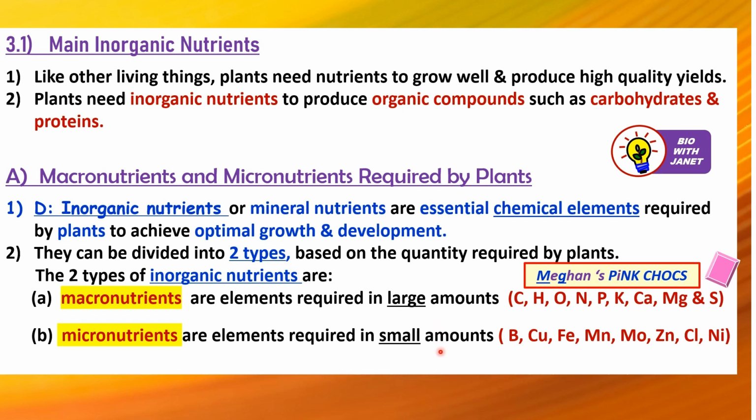Then we have the micronutrients. The word micro means small, right? So these are elements required in smaller amounts. Macro means big, so those are elements required in larger amounts. Now the micronutrients are required in small amounts. They include boron, copper, ferrum, manganese, molybdenum, zinc, chlorine, and Ni stands for nickel. Ni, whereas N alone stands for nitrogen. So N is the macronutrient, but Ni is a micronutrient.